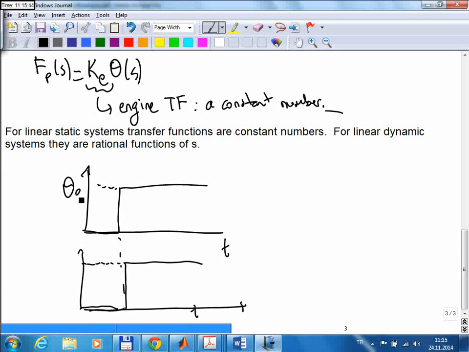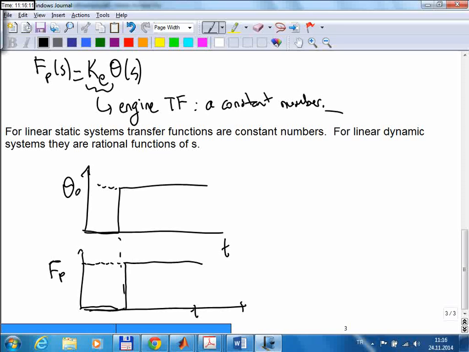And when you give a theta 0, the engine force directly follows that. So this is a static relation. But obviously in reality it's not like that. If you're driving a car, you always know that if you step on the gas pedal, it takes some time for the engine to reach its performance, right?